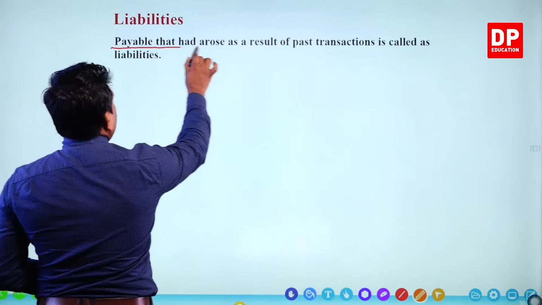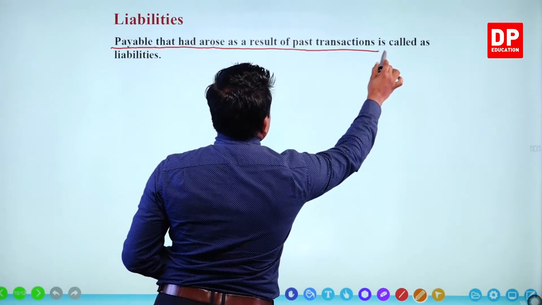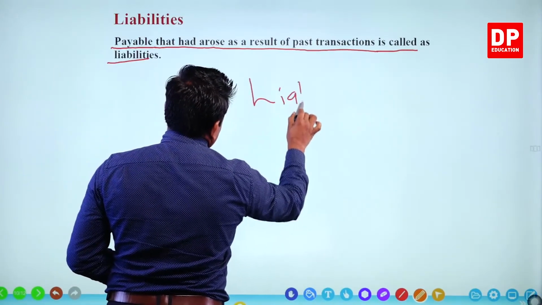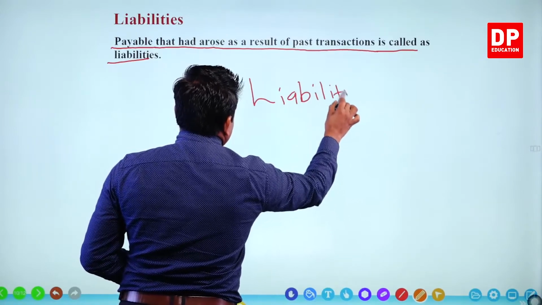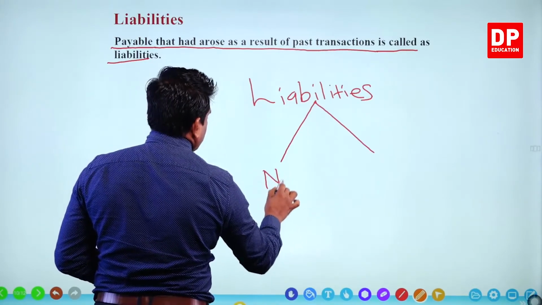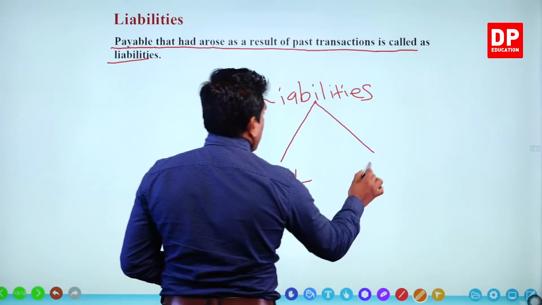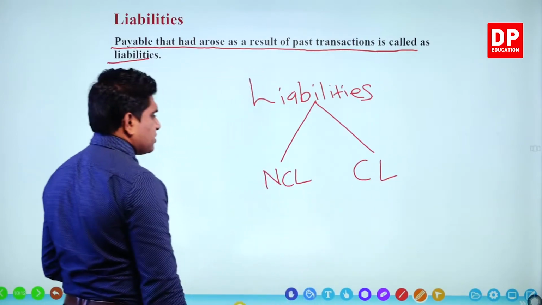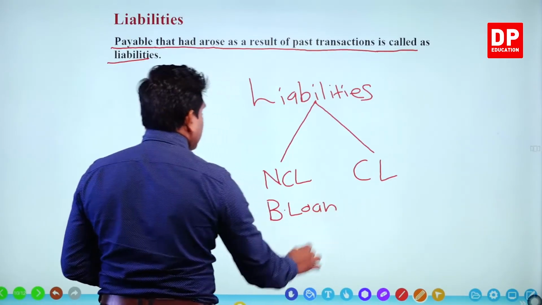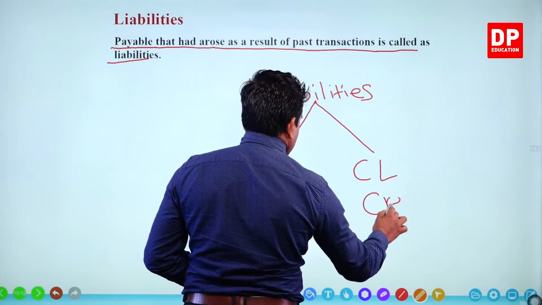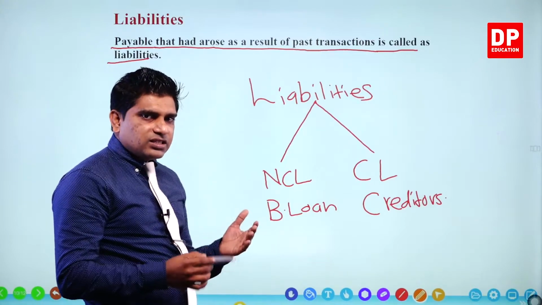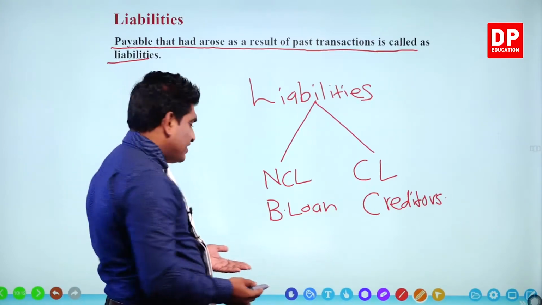Payables that arose as a result of past transactions are called liabilities. Then liabilities we break into two categories: non-current liabilities, long-term liabilities, and current liabilities, short-term liabilities, right? Bank loan, long-term bank loan, right? For example, creditors are a current liability, while debtors are current assets. Debtors should pay money to us. Creditors, we have to pay money to them, right?